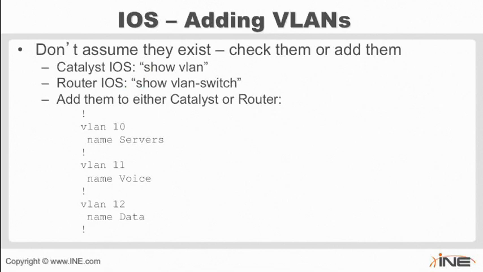Okay, so taking a look at network infrastructure. First thing we're going to talk about is in IOS and just the basics about adding VLANs. Okay, don't assume that they exist when you're in your lab or even when you're doing your mock or practice labs. Okay, check them to make sure they exist or add them if they don't exist.